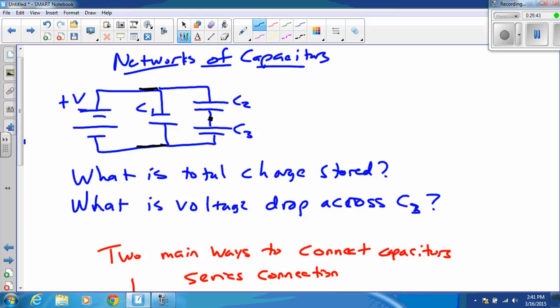So C1 doesn't have any series or parallel connections. Is it connected at both points to either C2 or to C3? No, it's not. It's connected at this point to C2, it's connected at that point to C3. C1 is not in a parallel relationship or a series relationship to either one. That's okay. We're going to very quickly tomorrow acquire some tools for reducing C2 and C3 to an equivalent capacitor that will be in parallel with the other two.